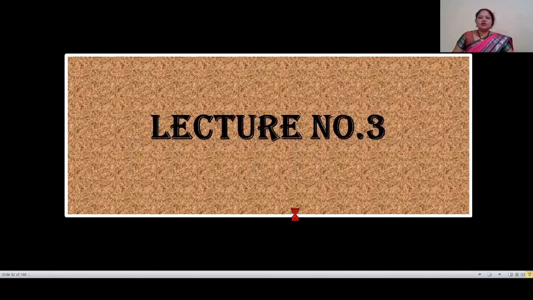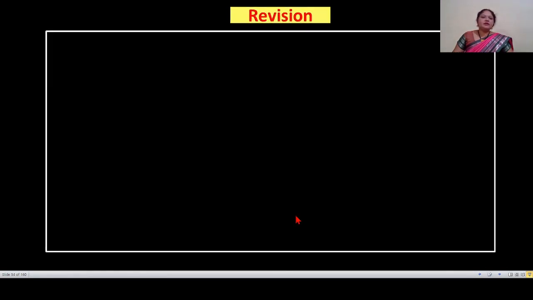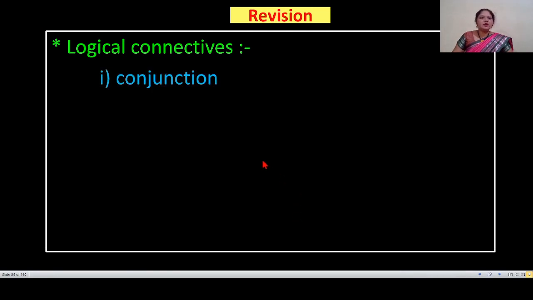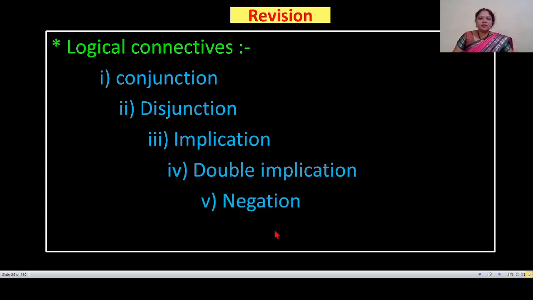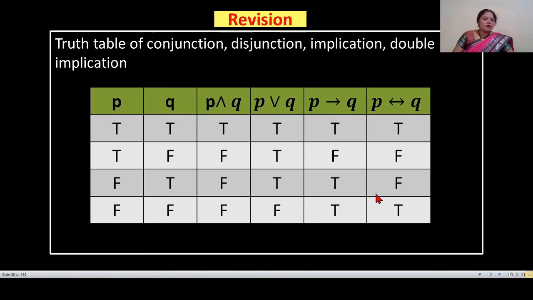In the previous lecture, we have studied logical connectives. In logical connectives, conjunction, disjunction, implication, double implication, negation and its truth table and examples based on it. Next, the truth tables of conjunction, disjunction, implication and double implication we have seen.